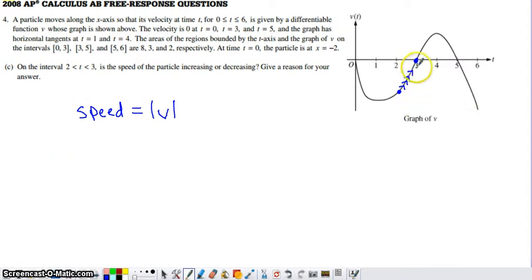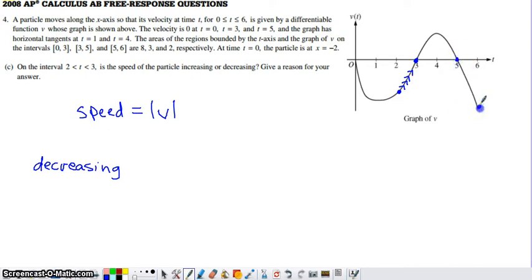Velocity is getting closer to 0. And if velocity is getting closer to 0, the absolute value of velocity would be decreasing. Therefore, the speed of the object is decreasing at any time between t equals 2 and t equals 3. So speed is definitely decreasing on this interval, and the reason why is because velocity is getting closer to 0 on the interval.